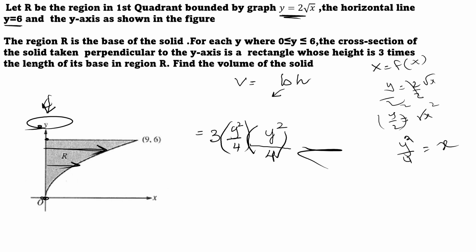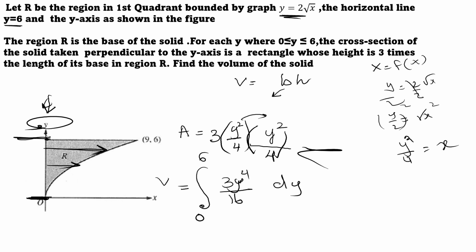This is actually the area. So now what do we get? We get 3y square times y square gives us y power 4, divided by 4 times 4 gives us 16. So now what will we do? We will make it the equation. Write here the dy, put here the volume, and our base in terms of y is from 0 till 6. From 0 till 6, and now this is our answer.